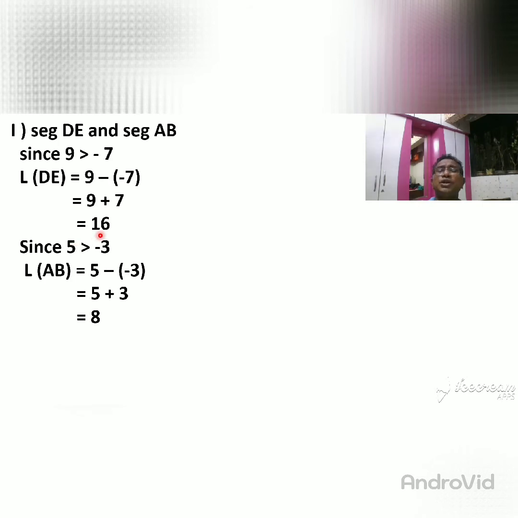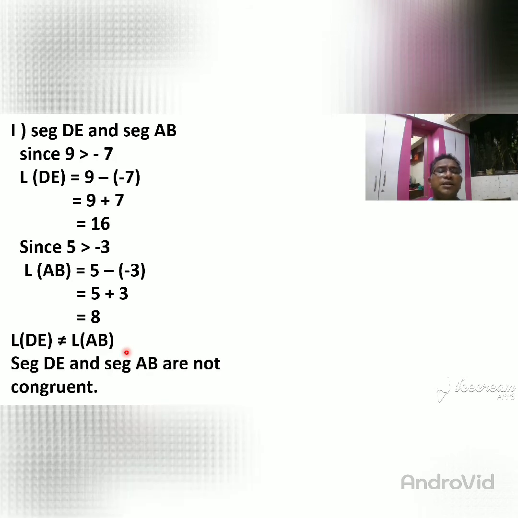So see, DE is equal to 16, AB is equal to 8. Is it possible that 16 is equal to 8? No. So segment DE is not congruent with segment AB. Why is DE not congruent to AB? Do you understand? DE is 16, AB is 8, so it is not possible they are congruent. Here it is written that segments DE and AB are not congruent. Why not congruent? Because the distance is not the same.